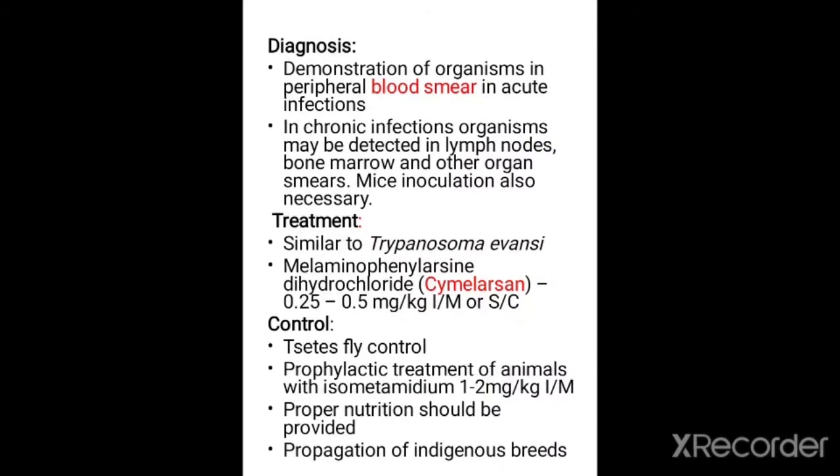When it comes to the diagnosis of Trypanosoma brucei, a peripheral blood smear is collected in acute infection, and in chronic infection the organism may be detected in lymph node, bone marrow, and other organ smears. And sometimes inoculation of the suspected blood into mice can also be carried out. The treatment aspect is similar to Trypanosoma evansi. And to control the disease, control of the tsetse fly and prophylactic treatment of animals with isometamidium at 1 to 2 mg per kg intramuscularly, and proper nutrition should be provided in the propagation of indigenous breeds.